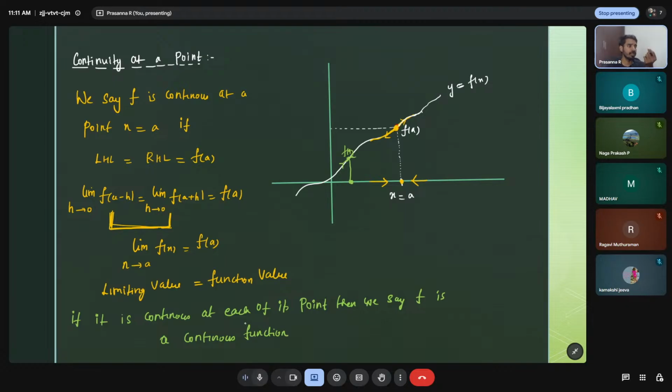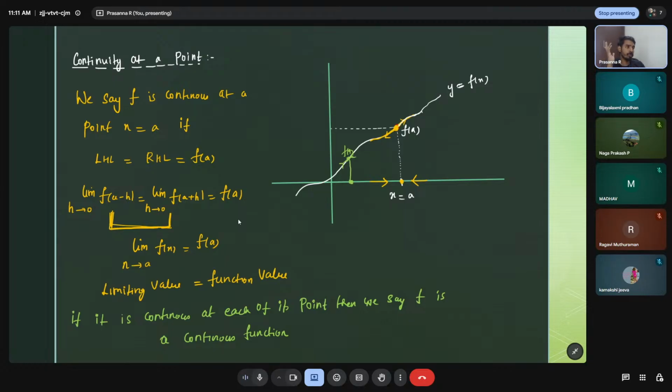You take any point x is equal to a. For that point, your LHL, RHL, f of a, all three have to be equal. If that happens, then we say f is continuous at that point. If it is not happening, then we say f is discontinuous at x equal to a. Right? If this does not happen, we say f is discontinuous at x is equal to a.